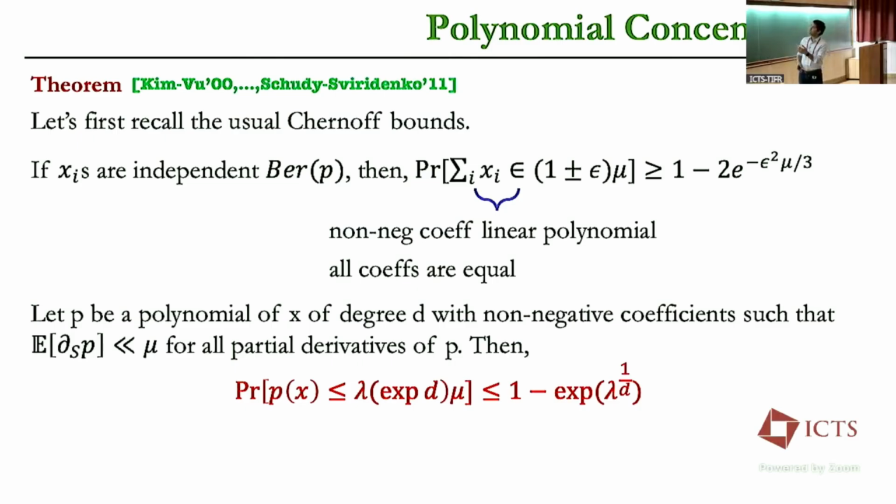And then the shorter or stronger versions of this are due to Schudy and Sviridenko. It says suppose P is a polynomial in X of degree D. D equals 1, you should think of the Chernoff bound, with non-negative coefficients just like this.